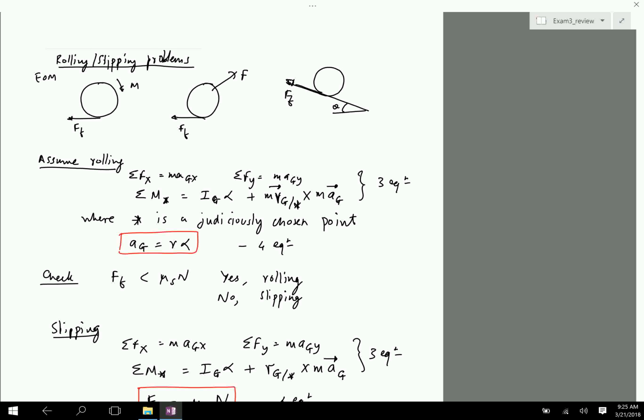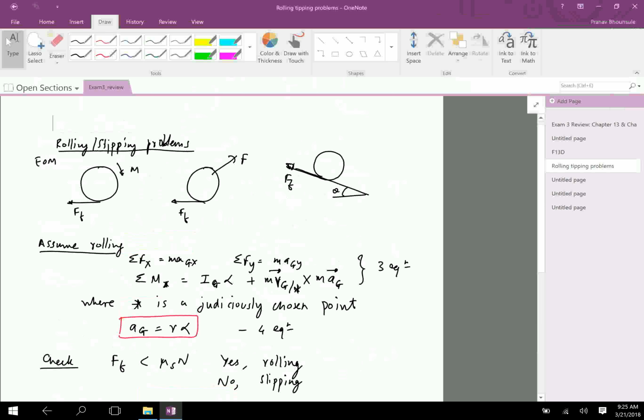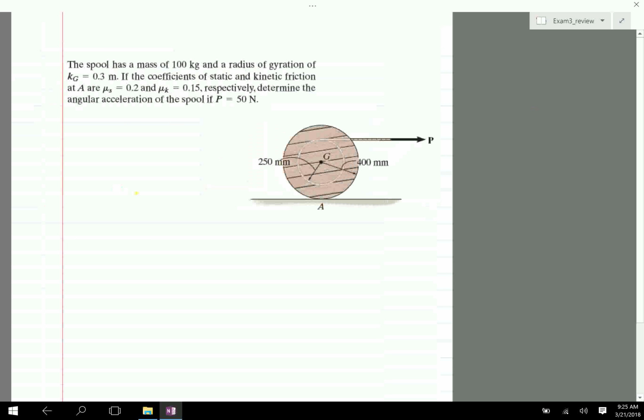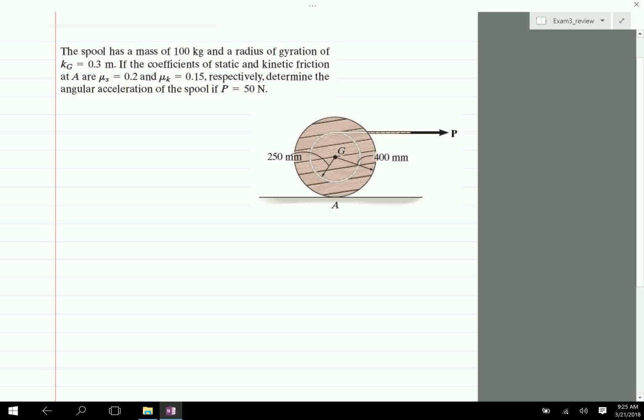Try to solve all of them multiple times till you get it right, because as I said, this is a very important problem. So I'll solve a rolling sliding problem now. This is something which I've already posted, and it will be posted when I finish my notes for today. Okay, so let's solve this problem. Very similar to the problem you did in the homework.